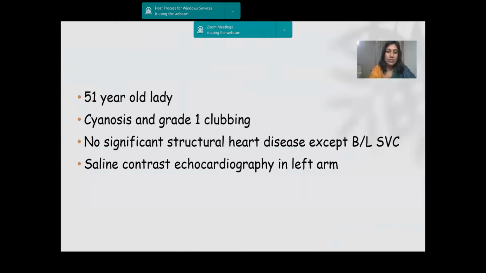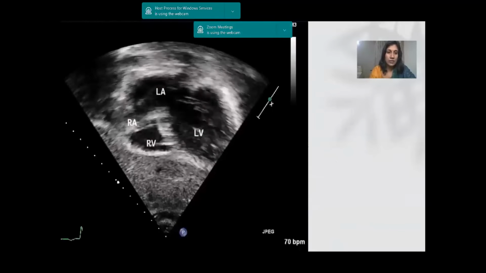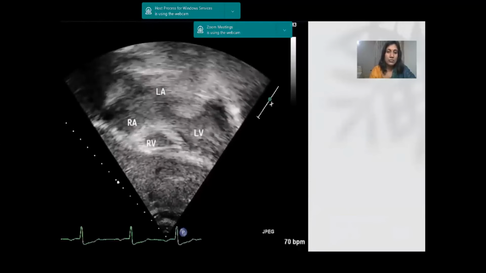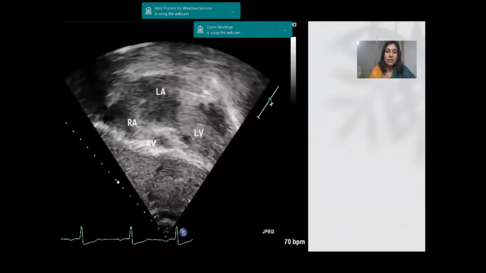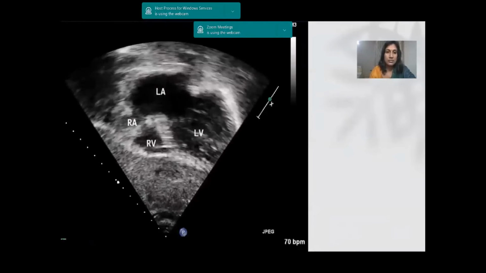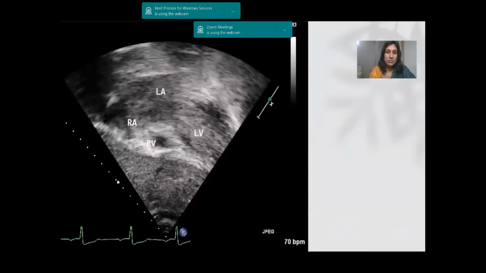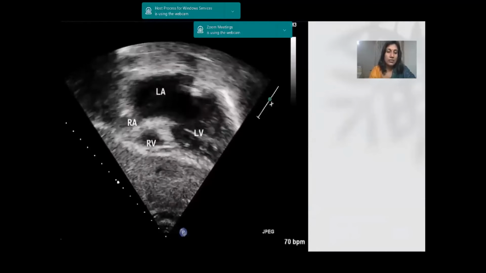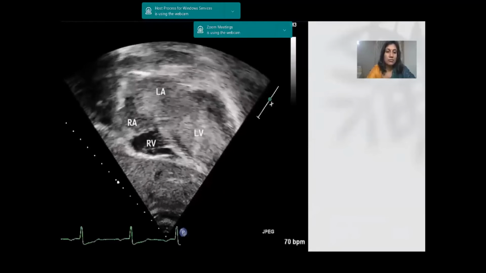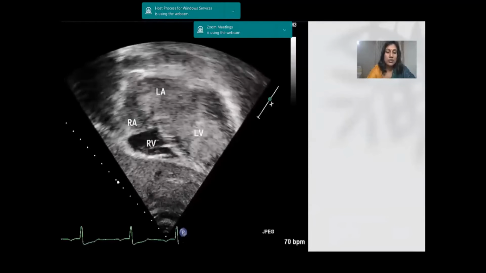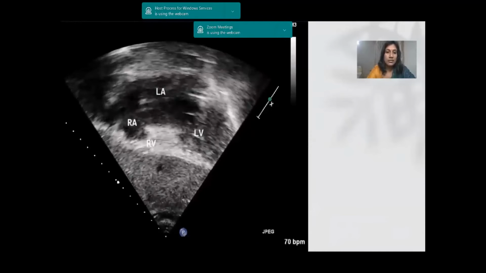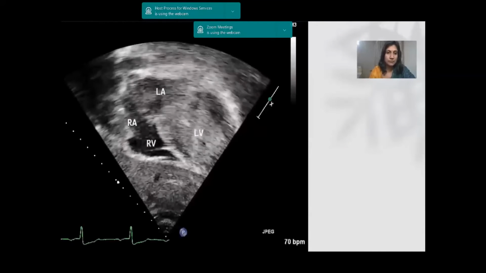We did a saline contrast echocardiography in the left arm to find out why she's having cyanosis. You can see that as soon as we injected the contrast, it is appearing immediately in the left atrium, and we diagnosed a totally unroofed coronary sinus into which the left SVC was connecting. And we also found that there was immediate filling of the right atrium also, presumably because the saline contrast echo was passing through the connecting vein to the right SVC and filling the right atrium.